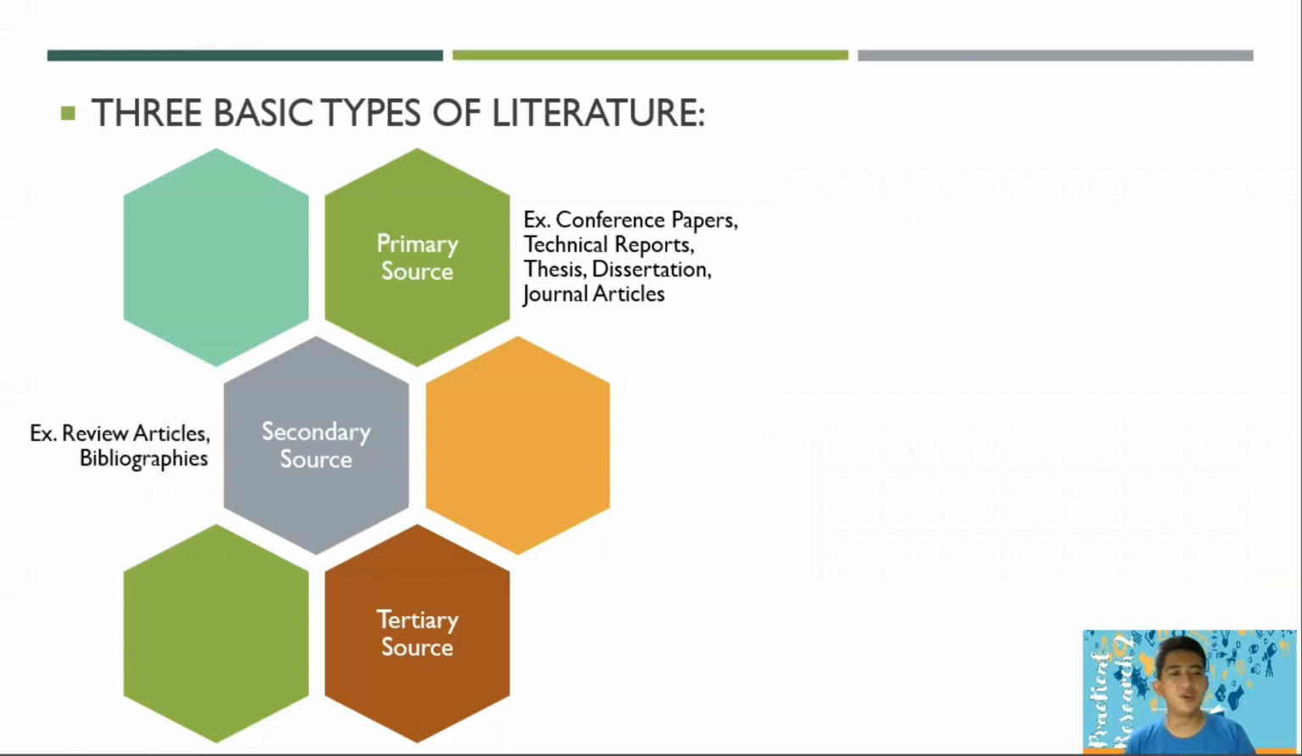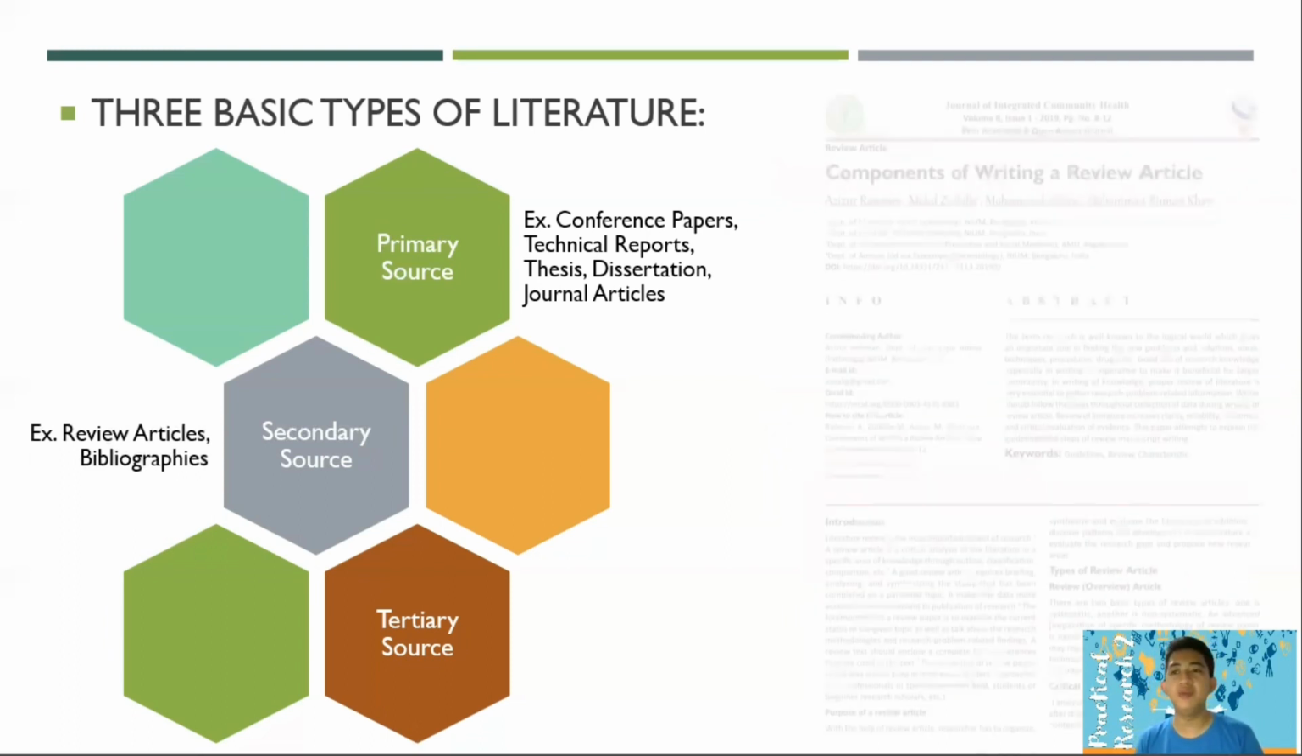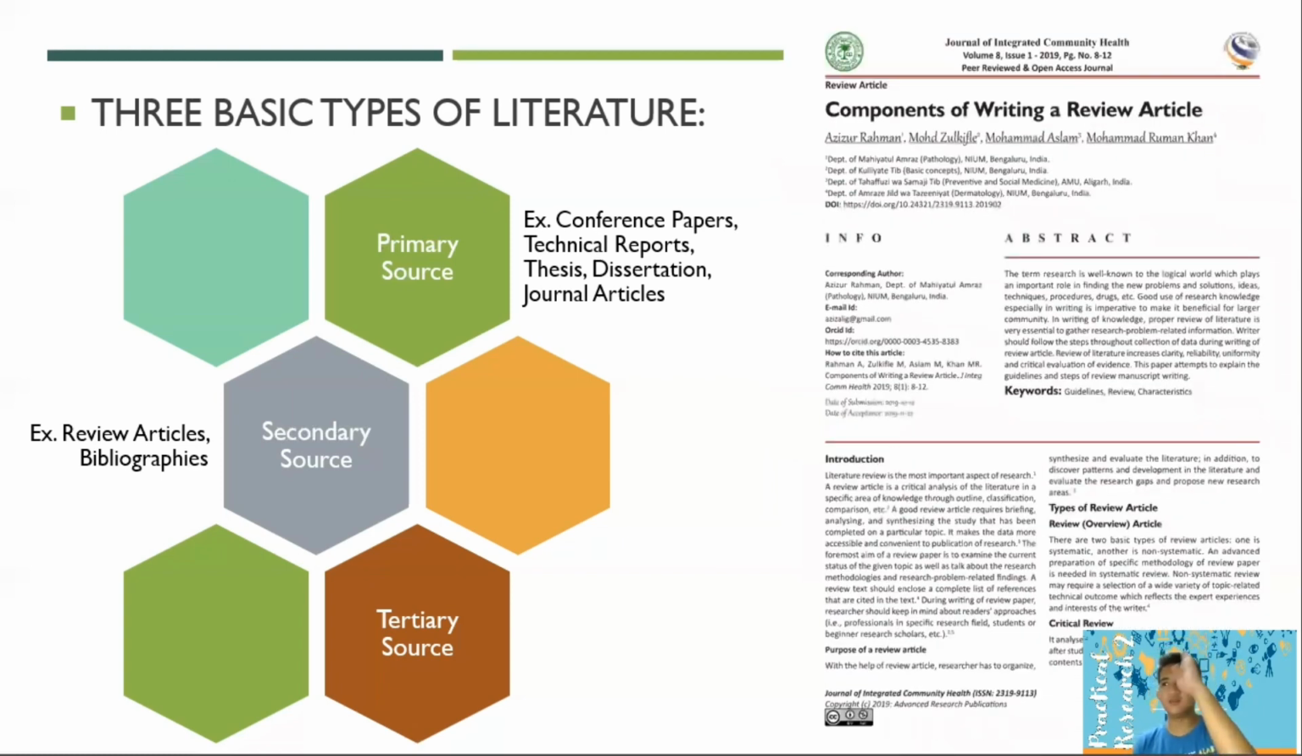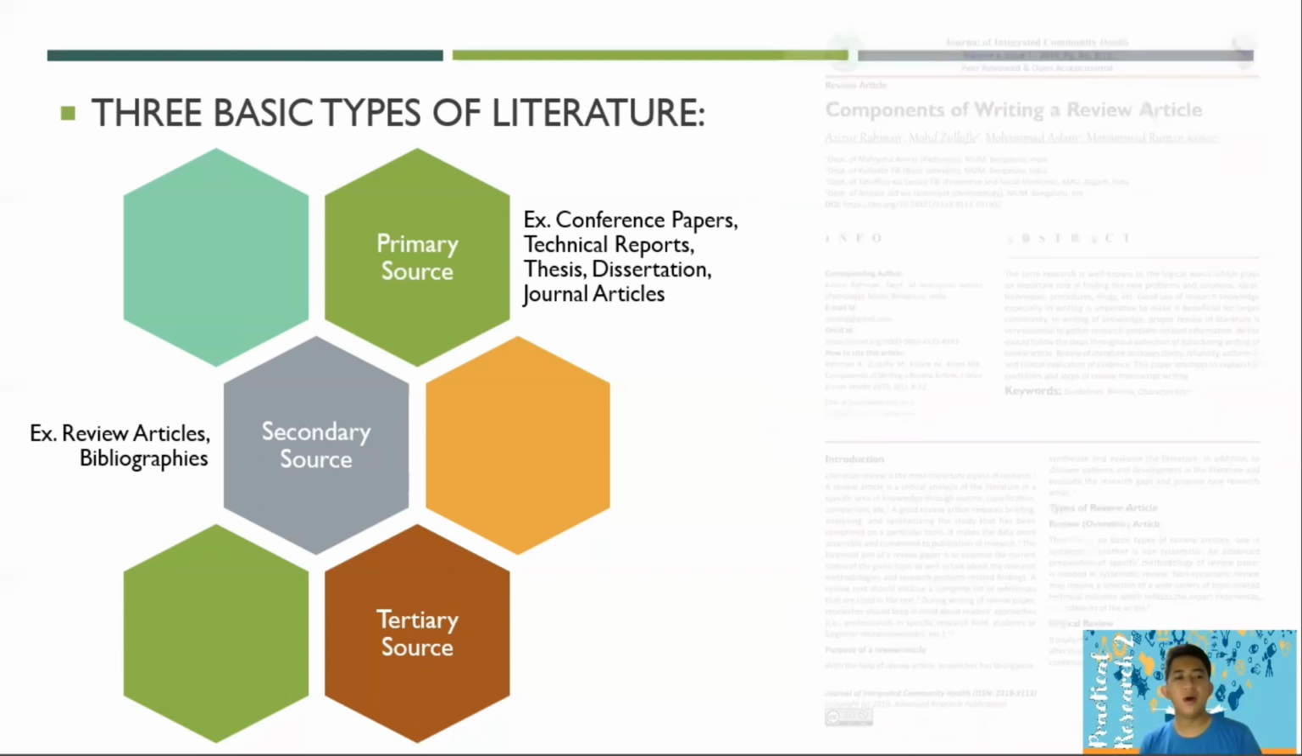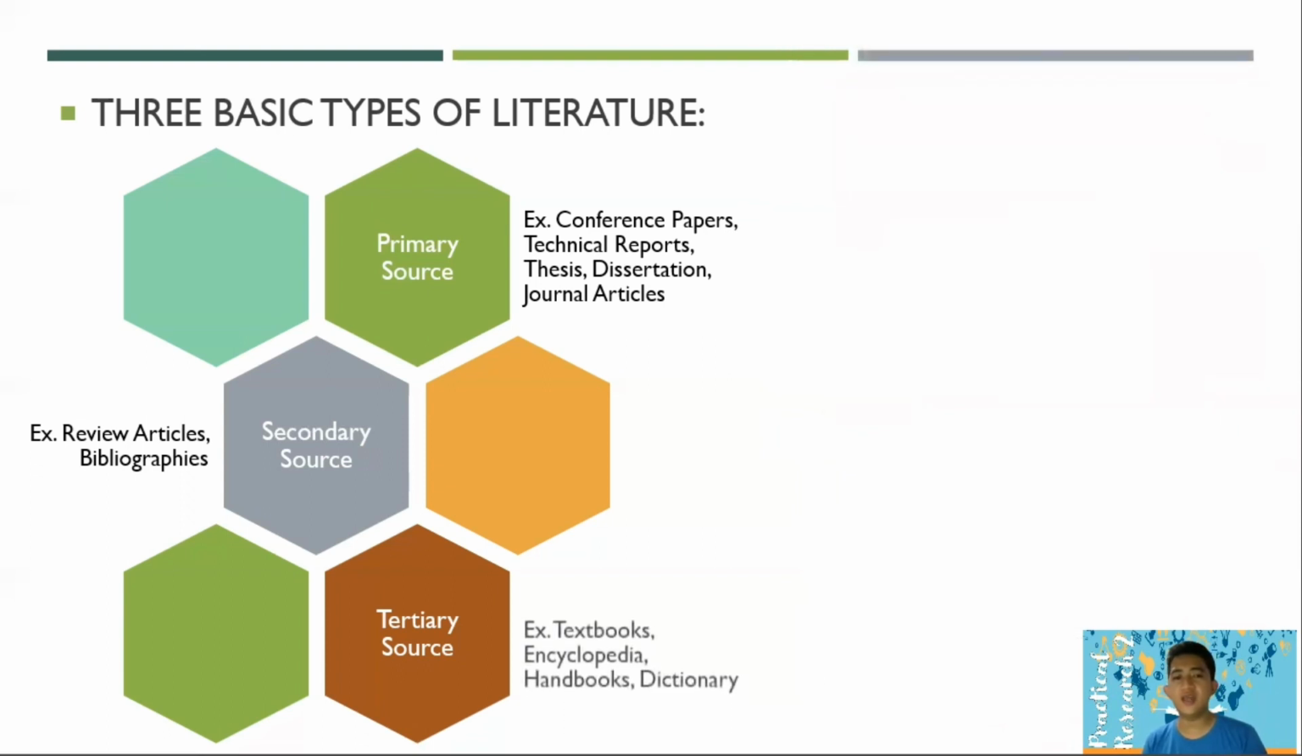Examples of secondary sources for our literature are the review articles and bibliographies. So this one is an example of a review article. While tertiary sources are textbooks, encyclopedias, handbooks, and dictionaries that are widely used, with broader knowledge or broader information that came from the primary and secondary sources of literature.